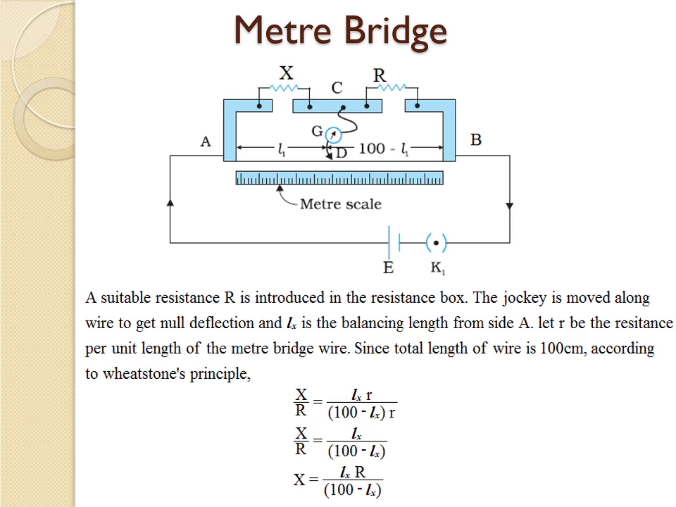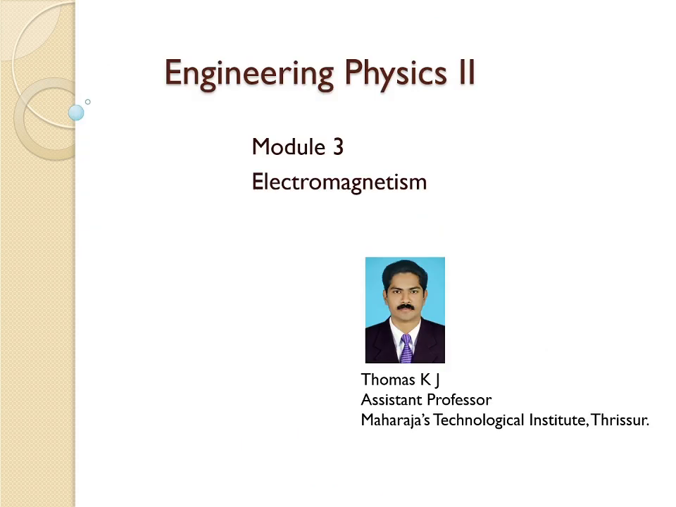The first law, known as the junction rule, states that the algebraic sum of the currents meeting at a point is zero. That means in an electrical junction, the incoming currents are taken as positive and the outgoing currents are taken as negative, and their algebraic sum at a junction is zero. That means the total incoming current is equal to the total outgoing current.